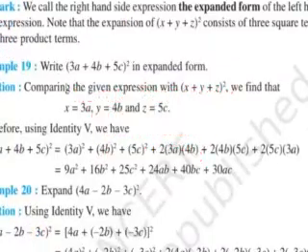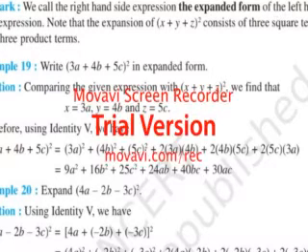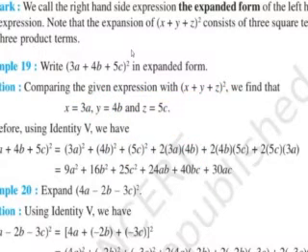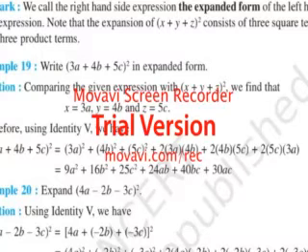So now we will start to read from remarks. So it is remarks. We call the right hand side expression the expanded form of the left hand side expression. When we say right hand expression, that means the expanded form, and when we say left hand expression, then it is extended form. I hope all of you are understanding it.